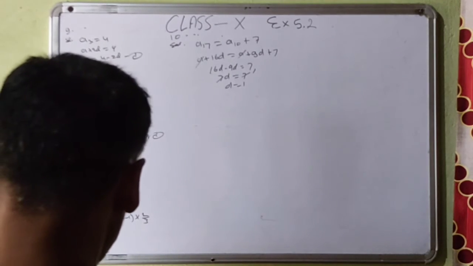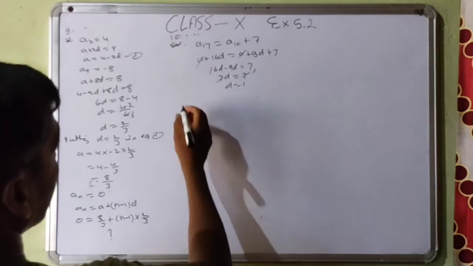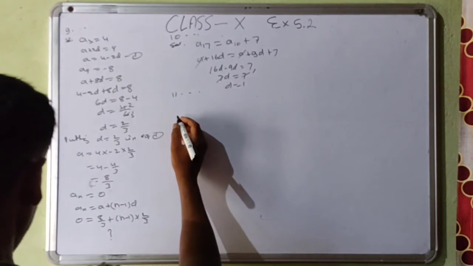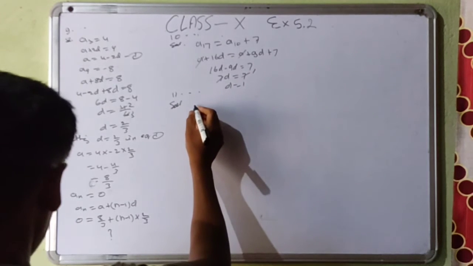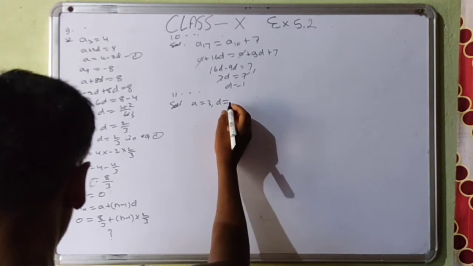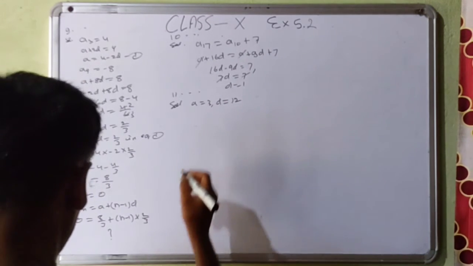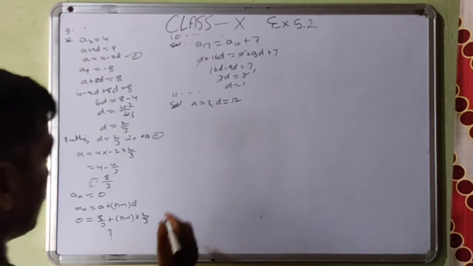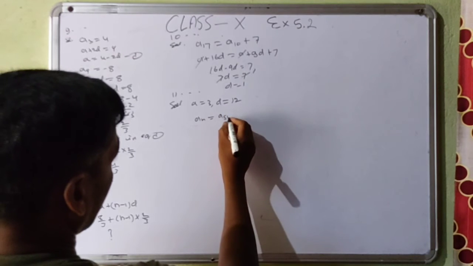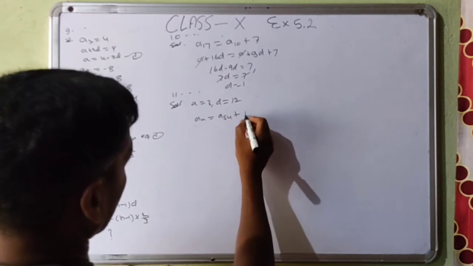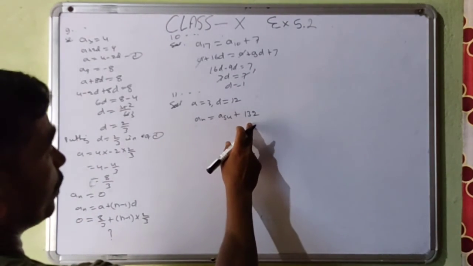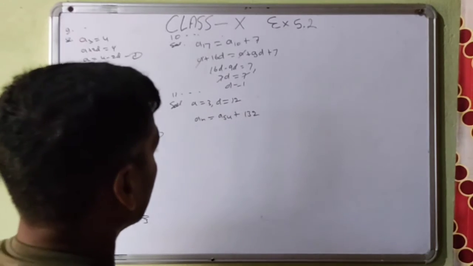And then the 11th question. This is also a very good question. Which term of the AP? So the AP is given here. A is equal to 3 and D is equal to 15 minus 3, that is 12. And then the 54th term is also given there. So An is equal to A54 plus 132. It means A54 is less than An by 132.